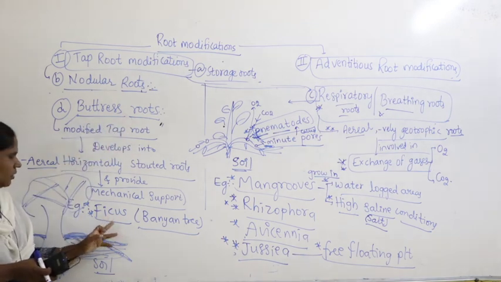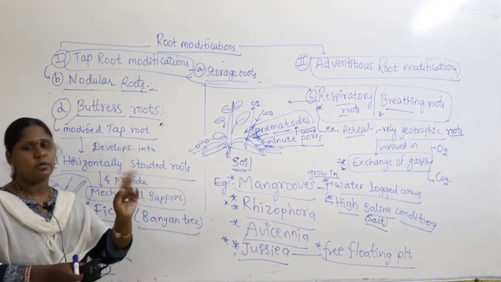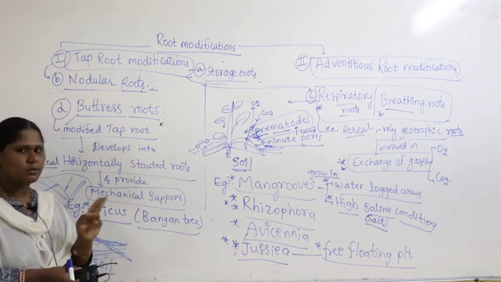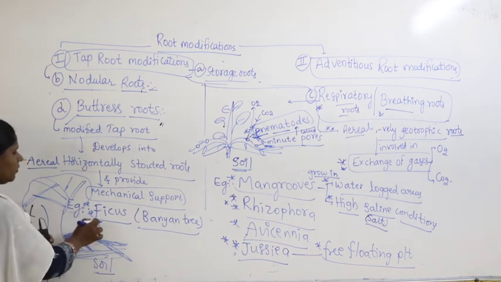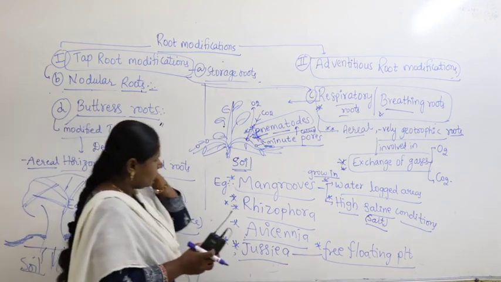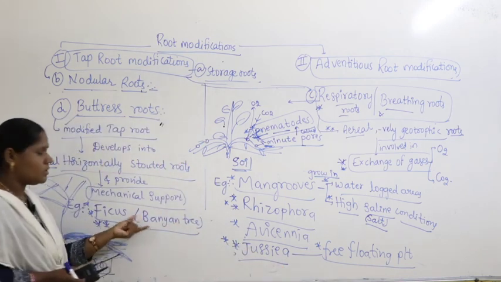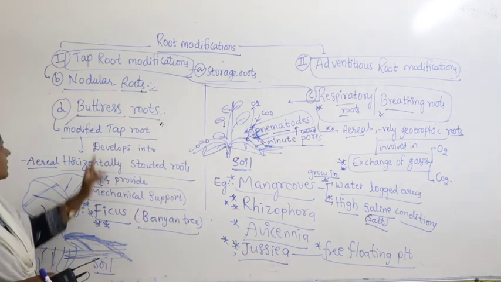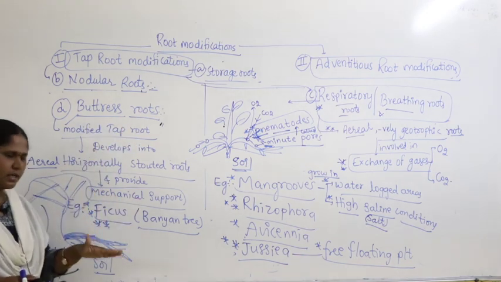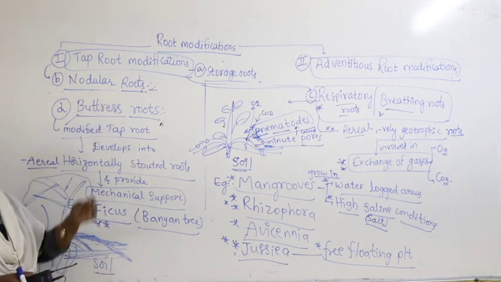The example is Ficus, the banyan tree. Guys, remember, the banyan tree also contains two types of roots. We will discuss banyan again. Plants containing two types of roots are very, very important. Rhizophora contains two types of roots, and we will discuss it in coming classes. The banyan tree also contains two types of roots. What are these called? Buttress roots. What do they do? They give mechanical support. How are they present? Aerially, horizontally, very strong and stouted roots called buttress roots.